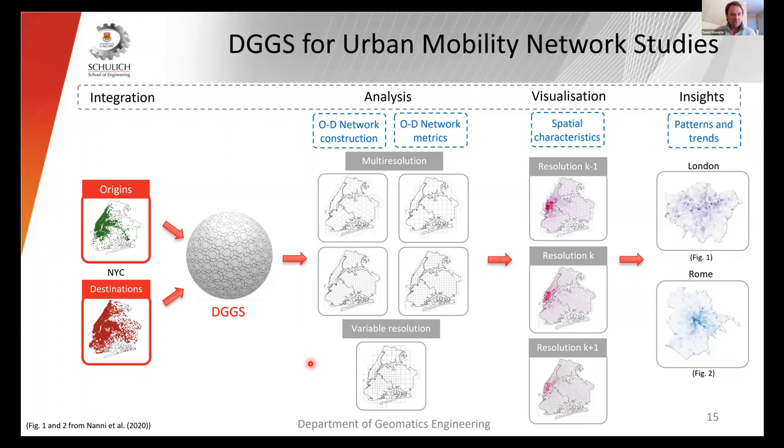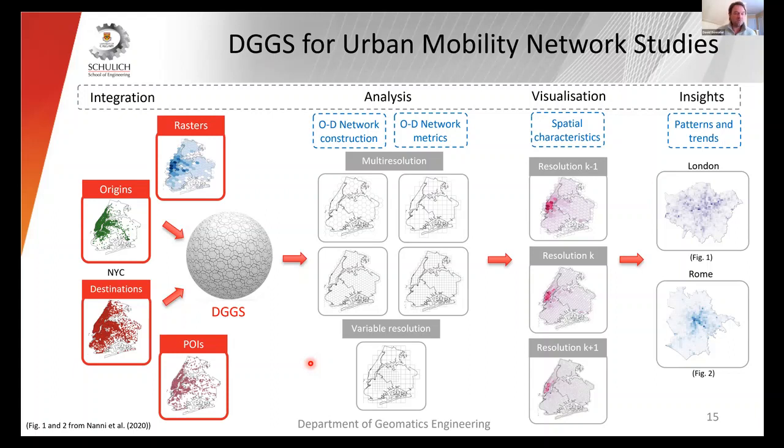Moving on from that, then we need to analyze the network using different metrics. So for example, there's recent interest in centrality measures in particular that not only determine the most important locations based on the trips, but also based on lots of other information in the urban area, such as point of interest information, that's particularly popular at the moment, as well as raster information, let's say land use cover. A DGGS can efficiently integrate all of this heterogeneous data into a unified framework.